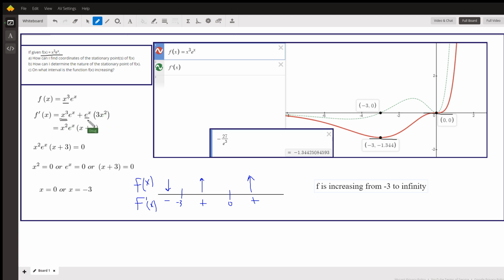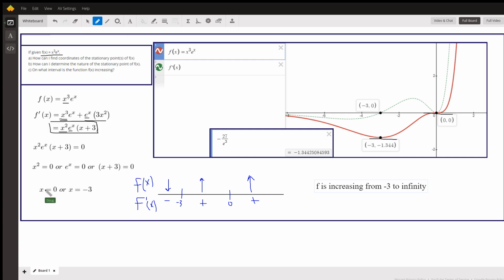And you might notice that each of these terms contains the common factor x squared e to the x. So if we factor that out, we're left with the binomial x plus 3. When does this equal 0? Well, when any of these factors equal 0. X squared equals 0, or e to the x equals 0, or x plus 3 equals 0.